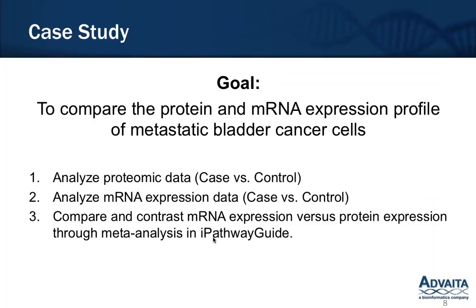So now I'm going to dive into the case study. And the goal of this case study is to compare the protein and mRNA expression profile of metastatic cancer cells. And the way I did this is that I first analyzed protein expression data, case versus control, and I then analyzed mRNA expression data, case versus control, coming from the same cells. And then I compared both this mRNA expression and protein expression data through the meta-analysis feature in iPathway Guide. And I'll show you how I did that.